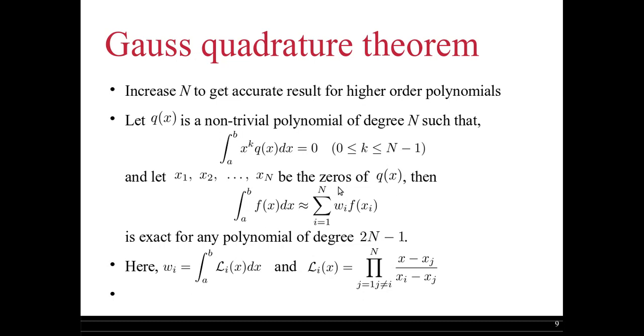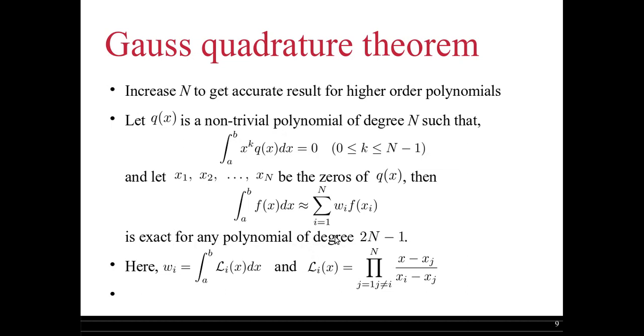If they are 0, and x1, x2 to xn are the zeros of q(x), that means as q(x) is a polynomial of degree n, it has n number of solutions, n zeros. So at n values of x, this q(x) will be 0. So these x1, x2, xn are the zeros of q(x). Then this integration formula, integral a to b f(x) dx, is approximated obviously, but this will be exact for any polynomial up to degree 2n minus 1.